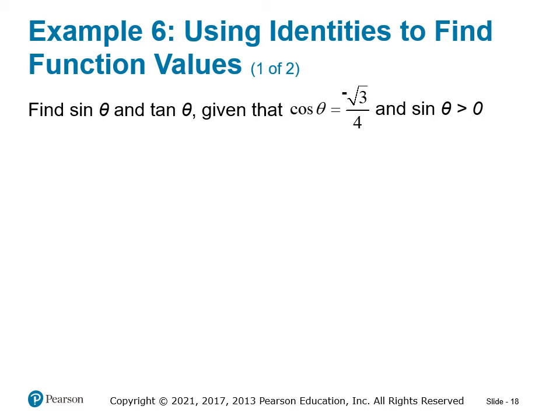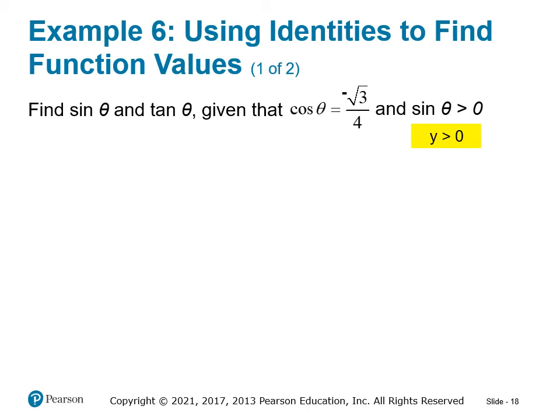In this problem, we're trying to find sine theta and tangent theta, given that cosine theta equals the negative square root of 3 over 4, and sine theta is greater than 0. Well, first of all, since sine theta is greater than 0, this means our y value is also going to be greater than 0, which means that we are in quadrant 1 or quadrant 2. And since we know that cosine is negative square root of 3 over 4, we know that our x value is negative, which means now that we know that our angle, theta, is in quadrant 2, where x is negative and y is positive.